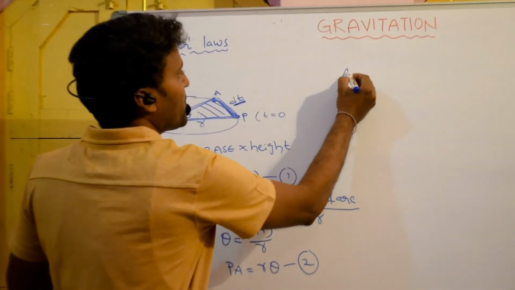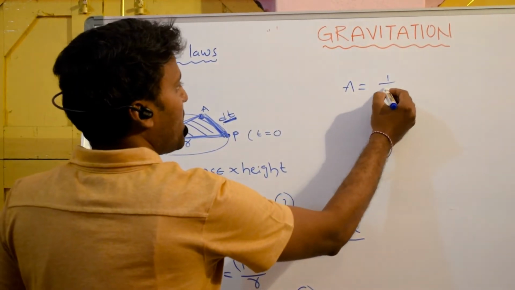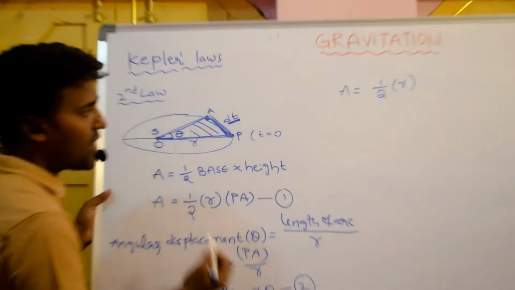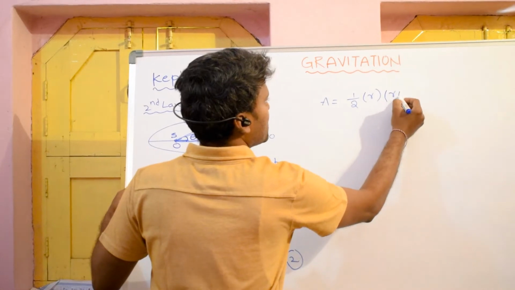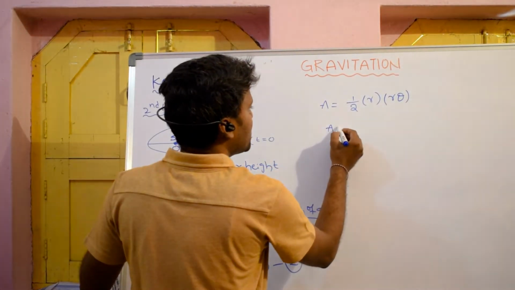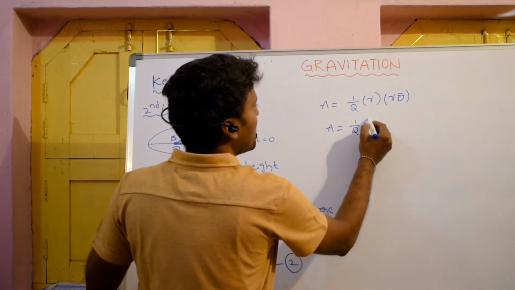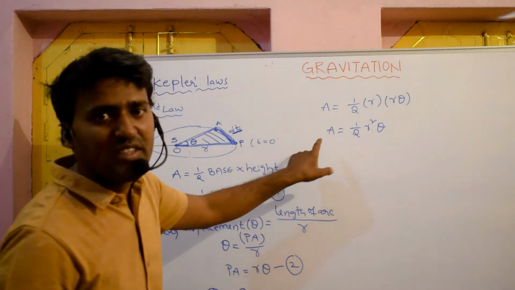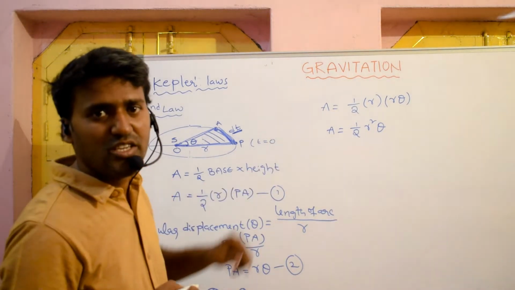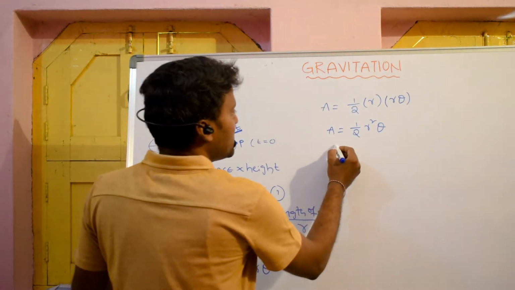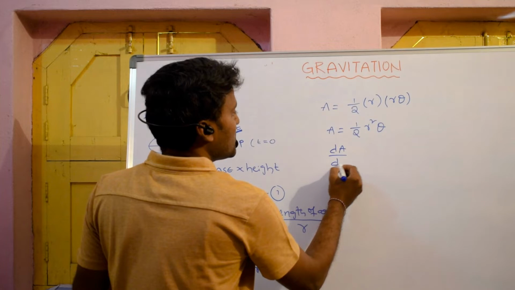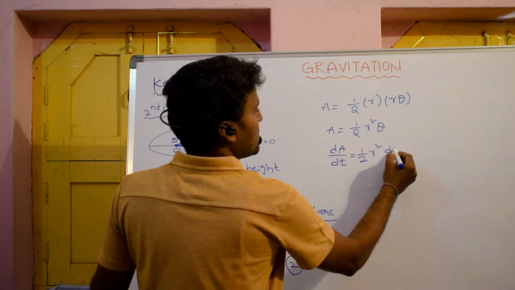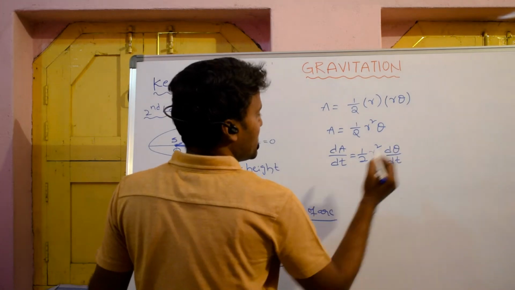At that moment, area is equal to half into r into PA, and PA is equal to r into theta. So we can get A is equal to half r square theta. Now I want to differentiate this equation with respect to time. dA by dt is equal to half into r square d theta divided by dt.